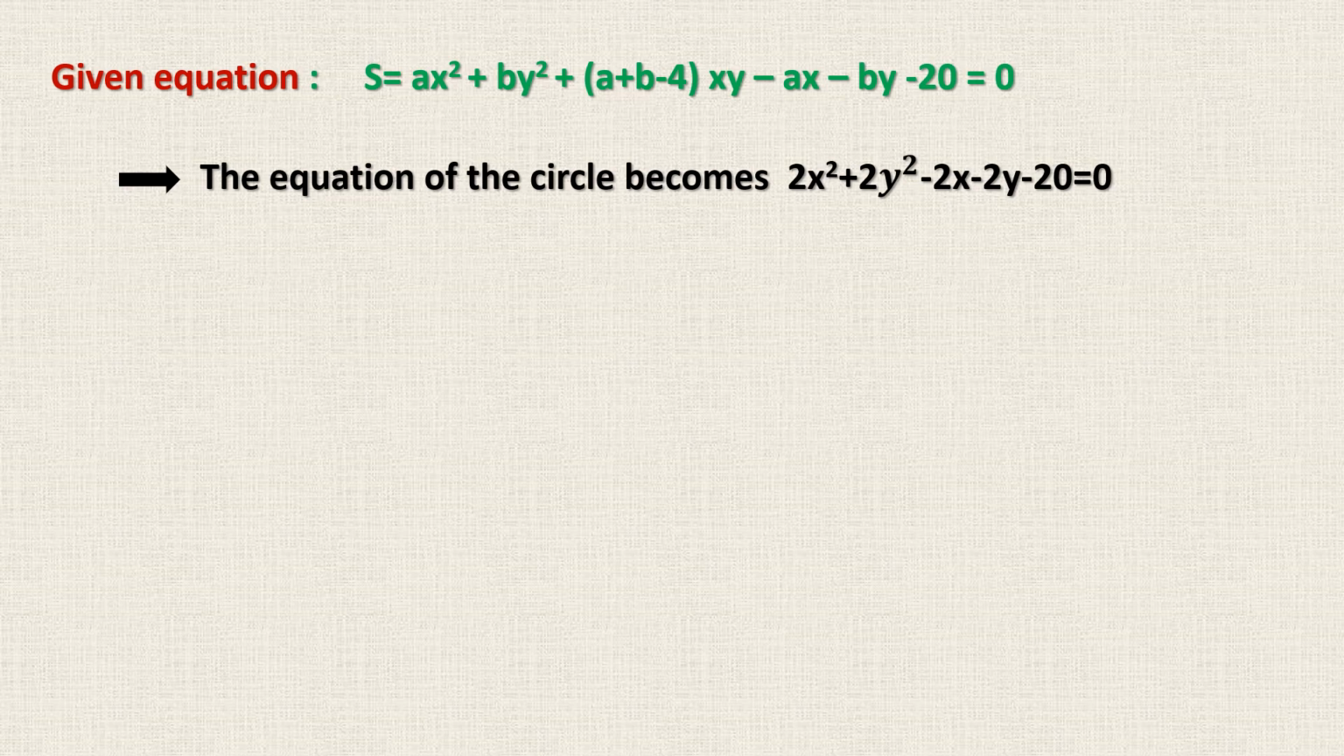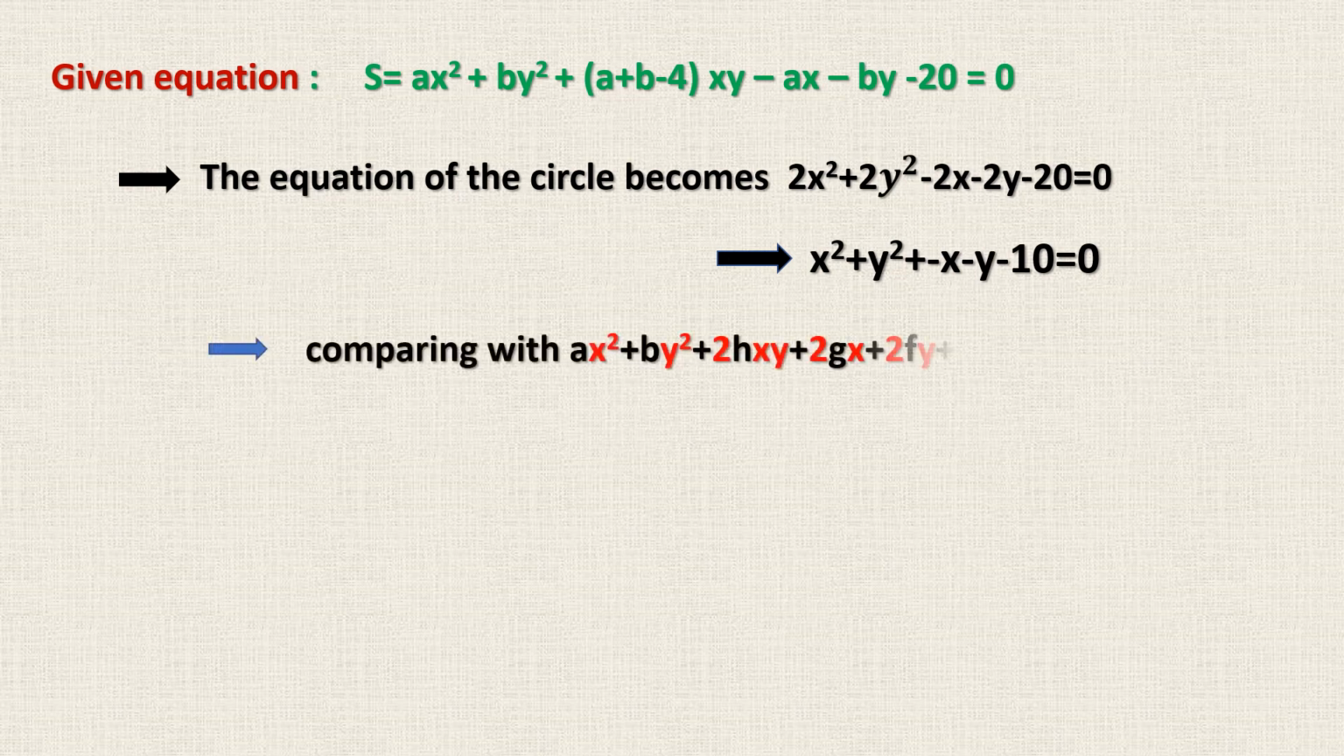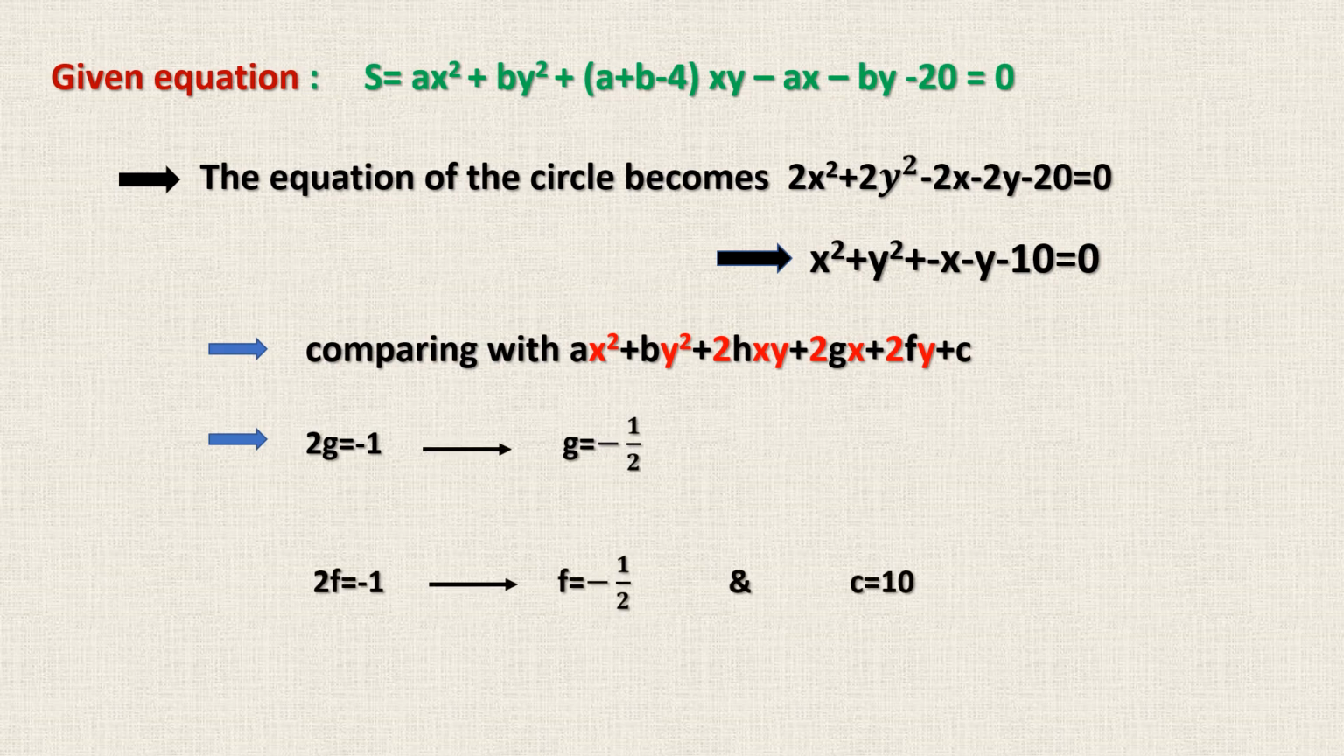By dividing by 2 on both sides, the equation becomes x square plus y square minus x minus y minus 10 equal to 0. Comparing with the general equation, 2g equal to -1, that implies g equal to -1 by 2. 2f equal to -1, that implies f equal to -1 by 2. And the value of c is -10.